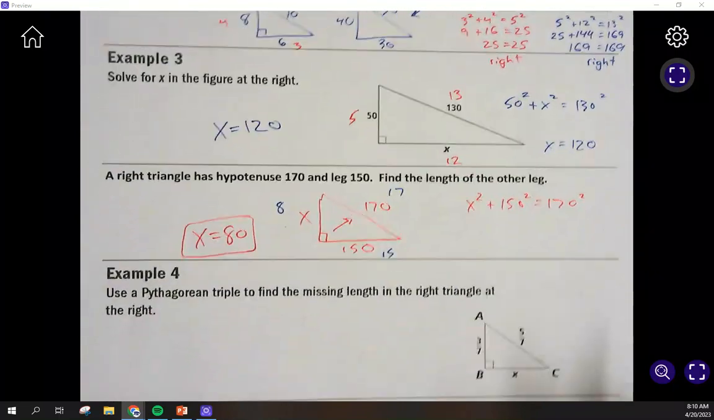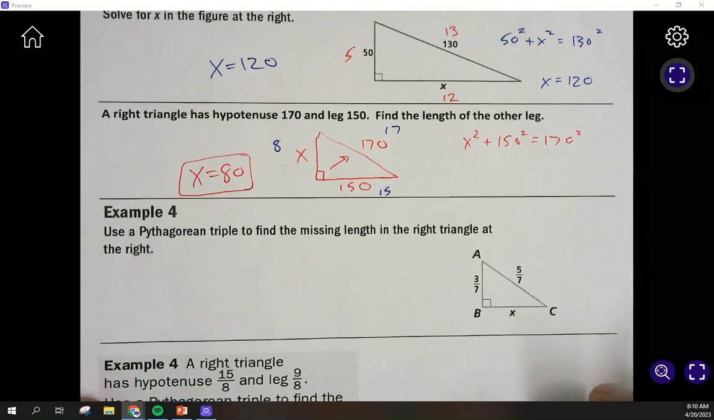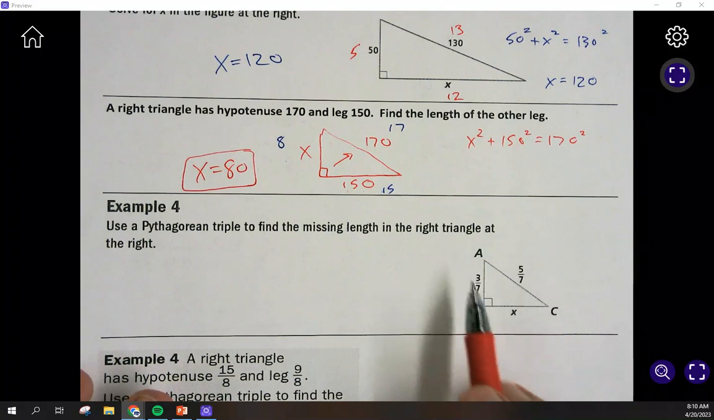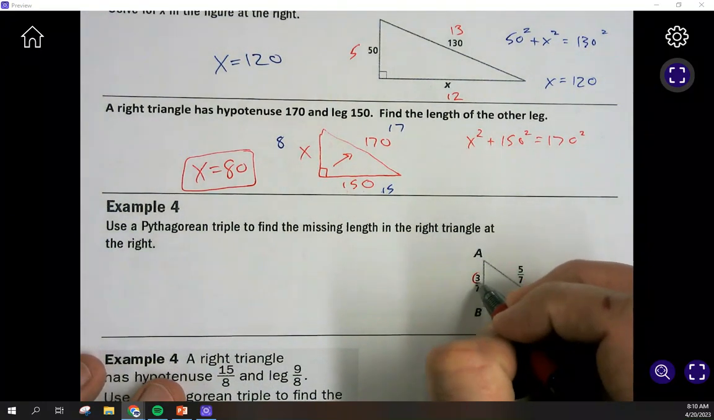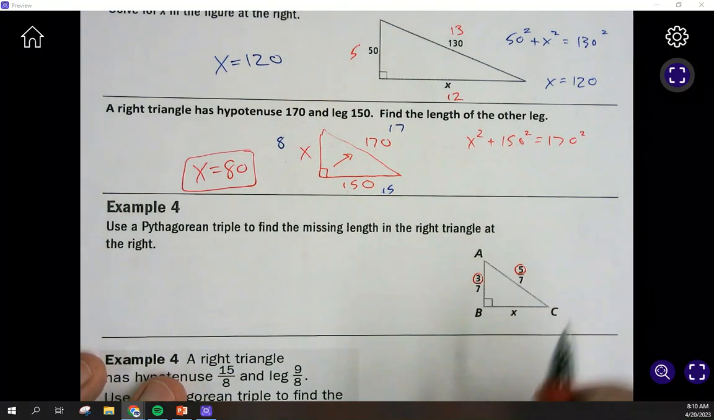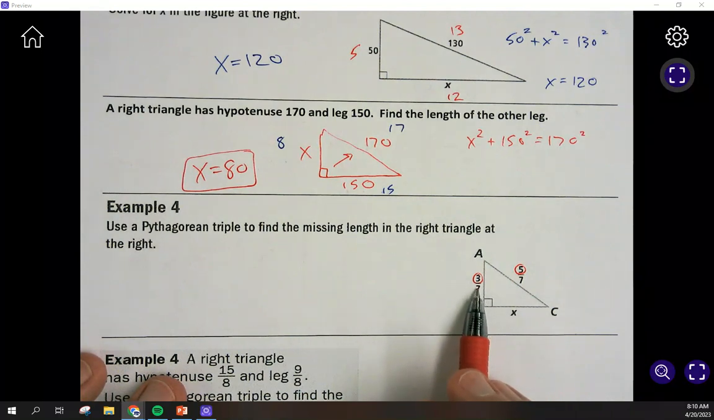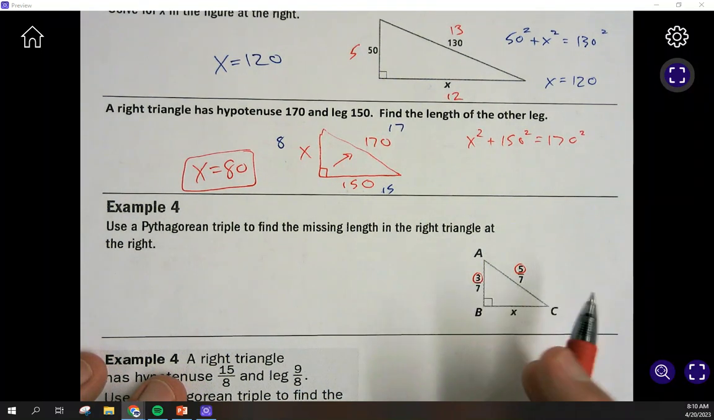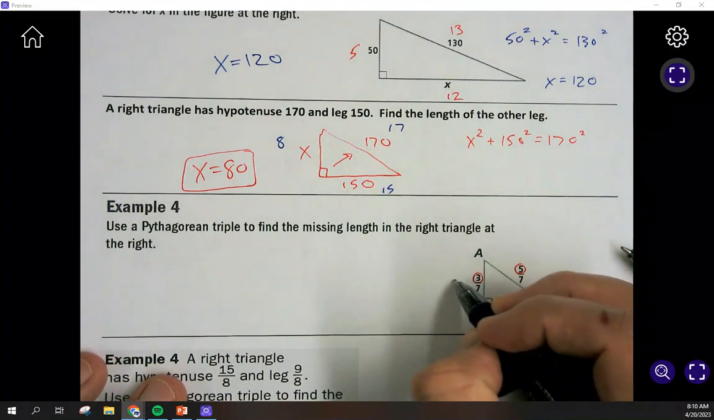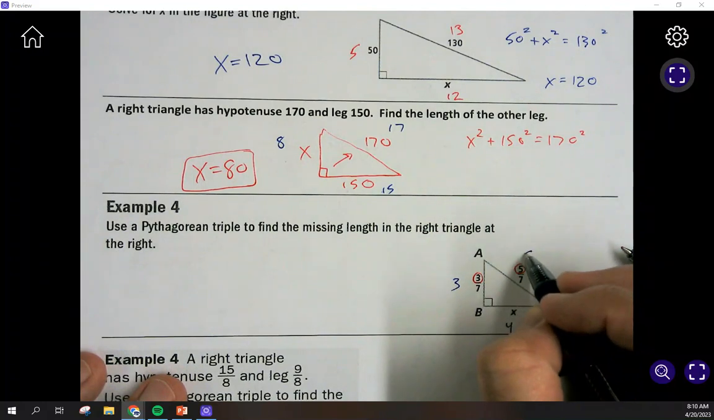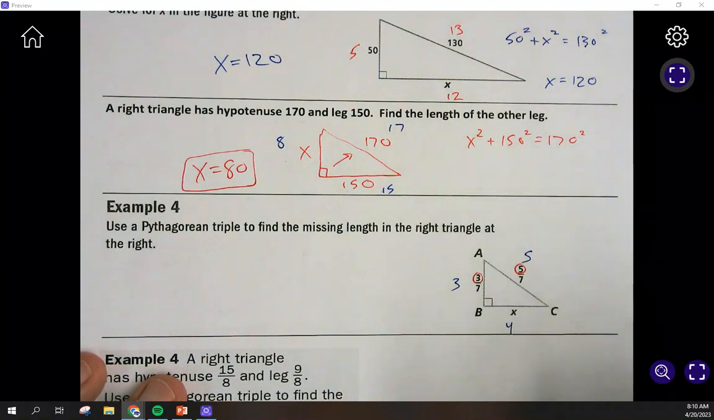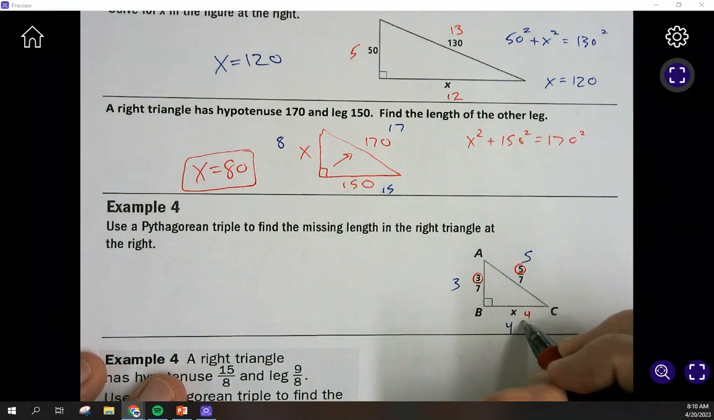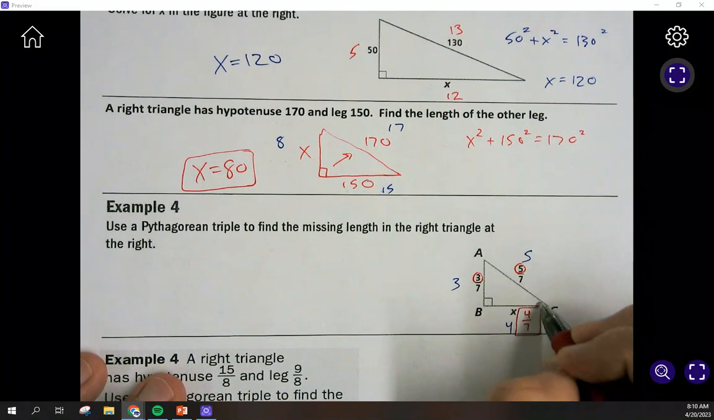Okay, example number 4. Use a Pythagorean triple to find the missing side length. So we've got fractions, but we're just looking at the numerators here. Okay, they're in proportion. I have a 3 and a 5, so this is a 3, 4, 5 right triangle. And so the 4 is going to go here and it'll be over 7, just like those. So I know that this side length is 4/7.